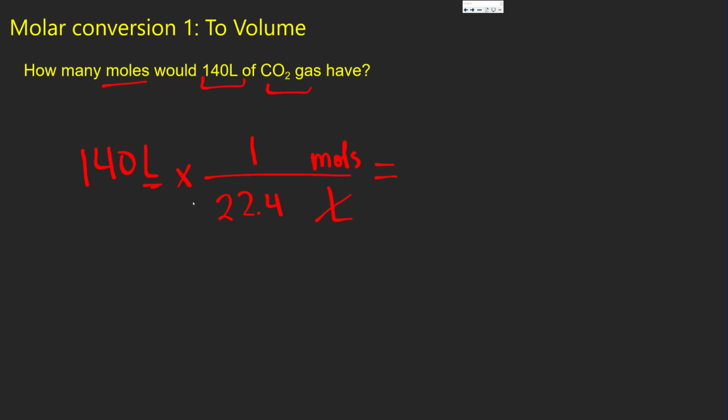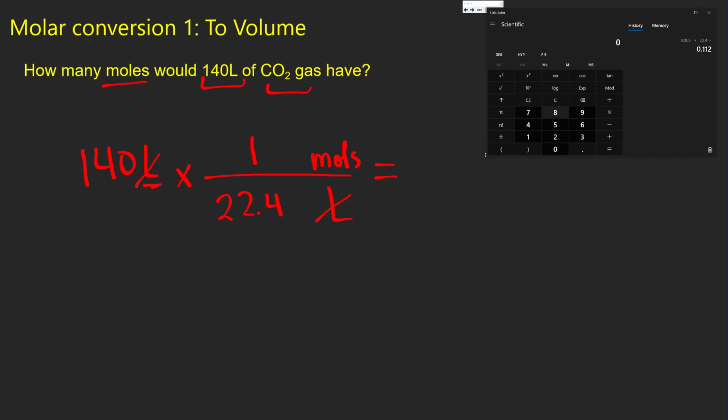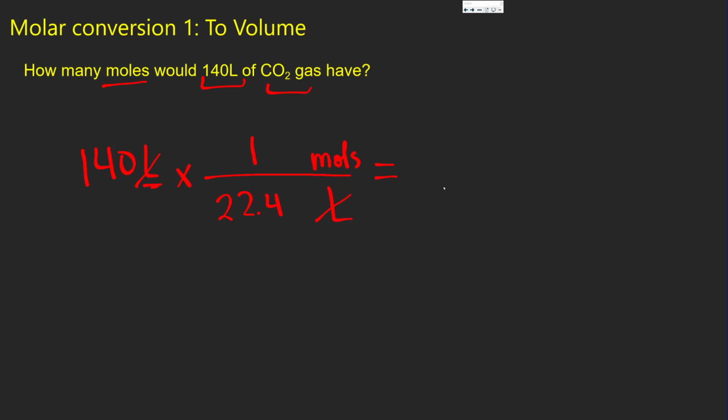You notice that your liters are going to cancel out, and what you're going to do is 140 times 1 divided by 22.4. Let me punch that in. 140 divided by 22.4, and you're going to get 6.25. So 6.25 moles of CO2. If you have 140 liters, that's quite a bit of liters, you're going to have 6.25 moles. So that's your third conversion factor.